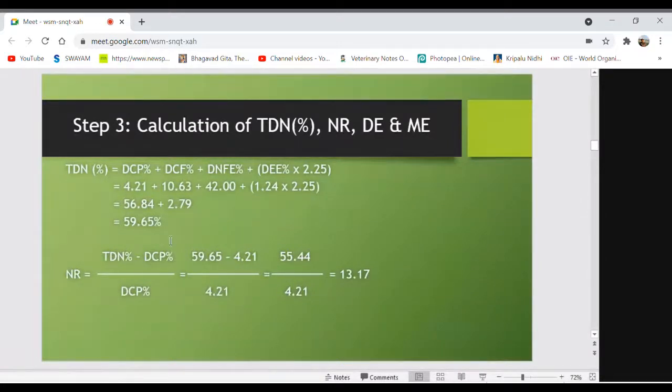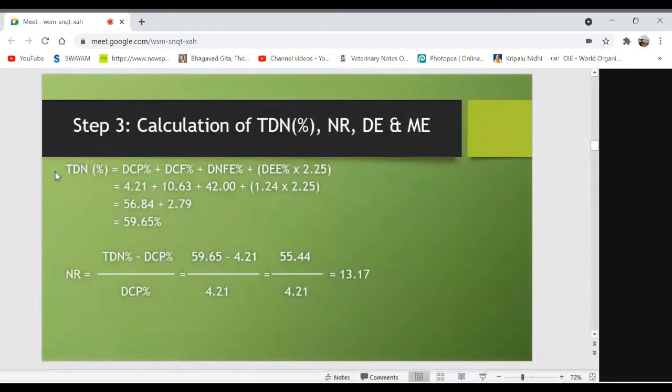sum of the digestible non-nitrogenous nutrient percentage divided by digestible nitrogenous percentage, that is DCP. You will get this 13.17. Since NR is a ratio, it does not have any unit. And very easily, in your own words, you will now be able to define what NR, nutritive ratio, is. Nutritive ratio is the ratio of the sum of digestible non-nitrogenous nutrients divided by digestible nitrogenous nutrient.